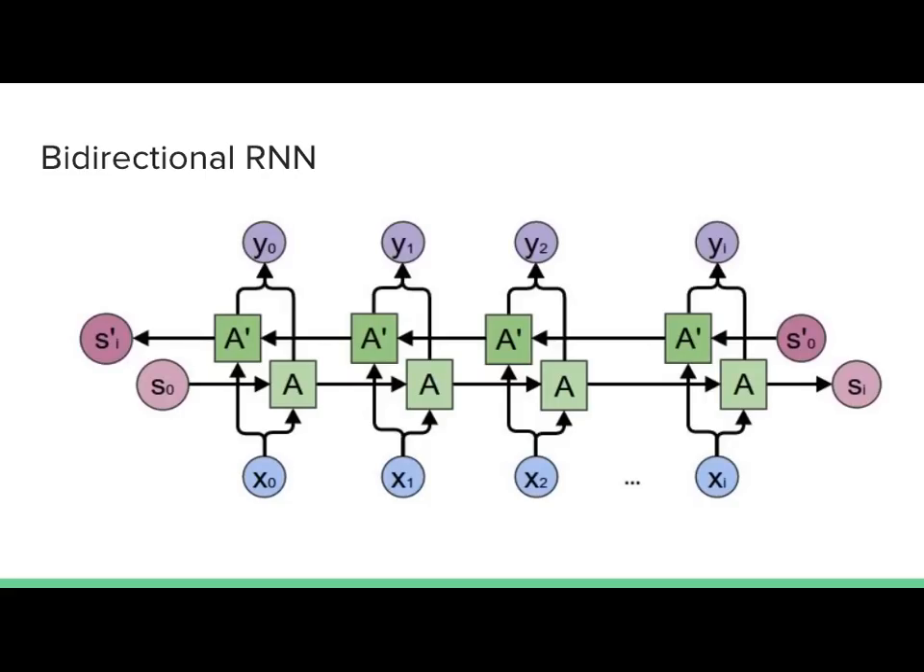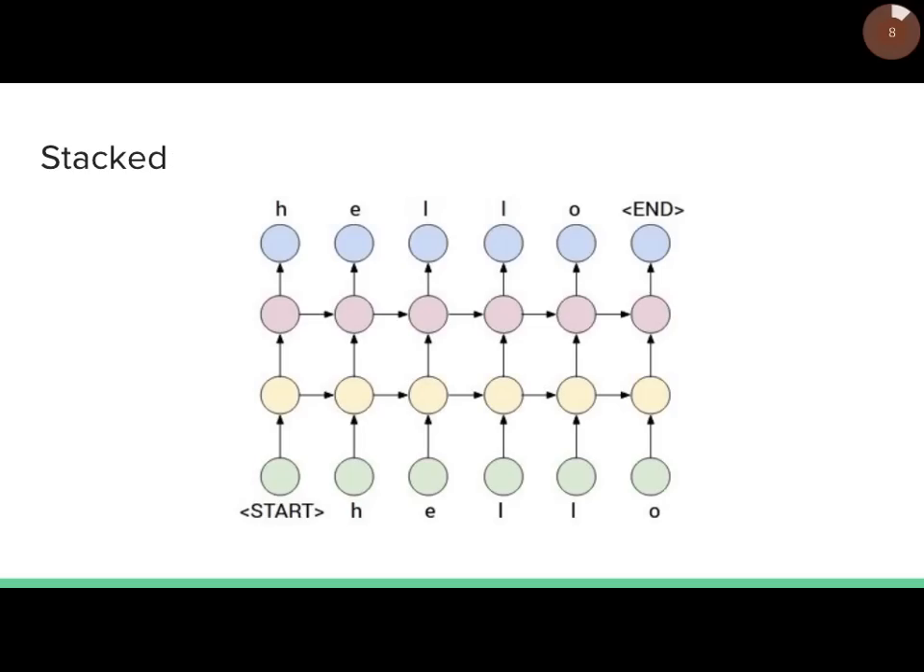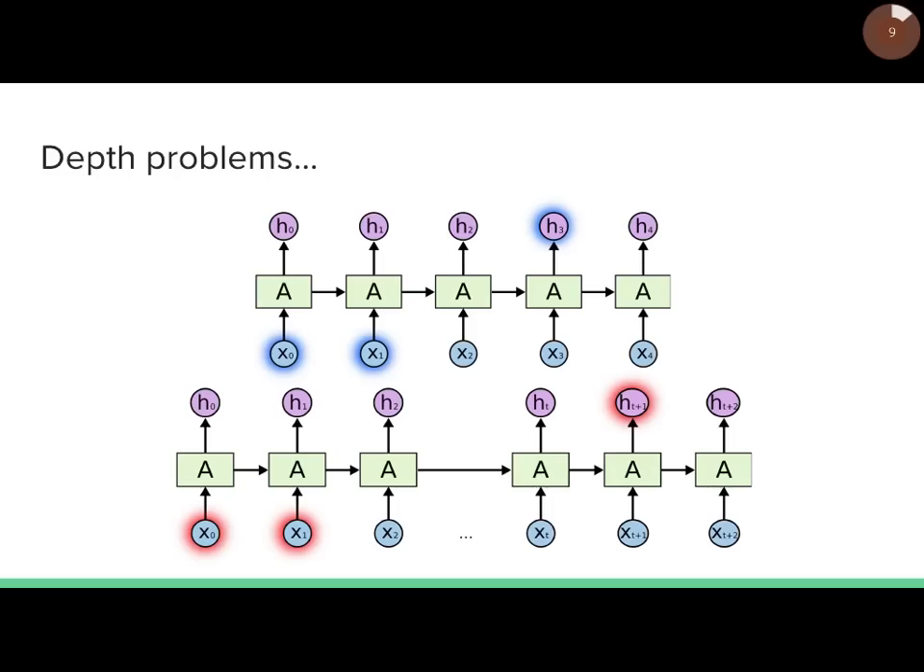Some people do an addition of the 2 outputs, but we double the size because we concatenate it. And here are some stacked LSTM or RNN cells. So it's just stacking them one on top of the other, just like deep neural networks. And then we have some depth problems. So it's simple, like you see at the top here.